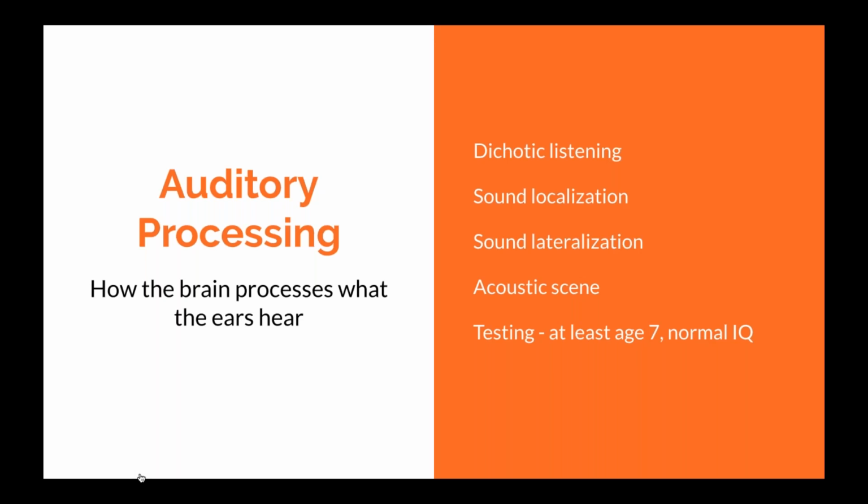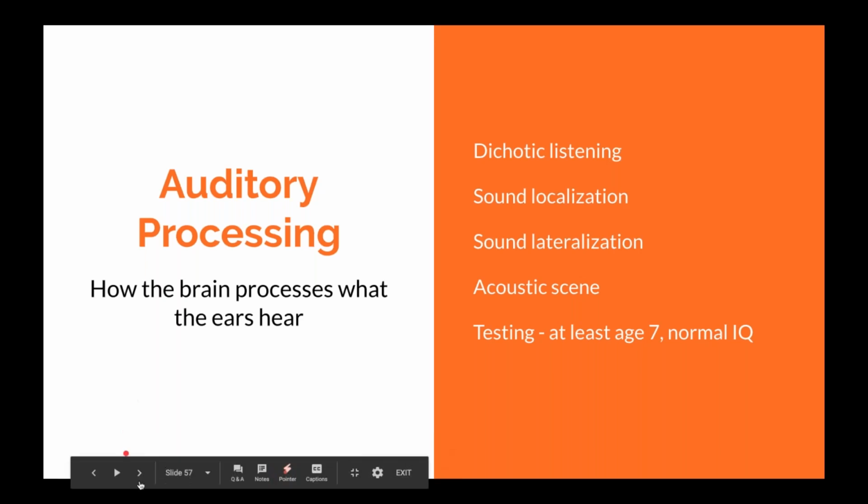Acoustic scene, that's pretty basic. If you close your eyes right now, you can probably hear where the air conditioner is located. If your dog is barking, you can point to where the dog is barking, and this can be challenging for a child to do after a temporal lobe has been removed.